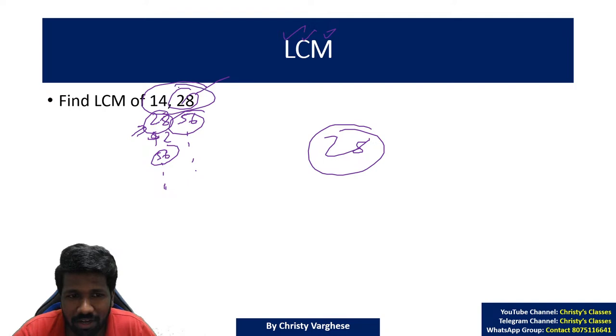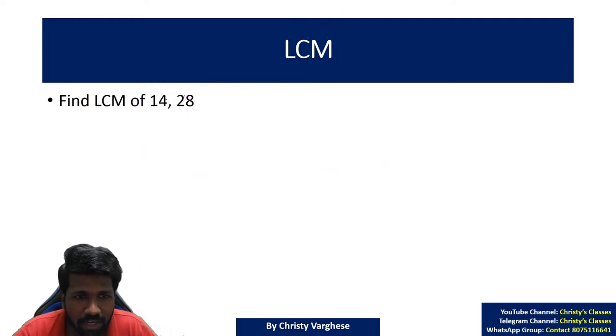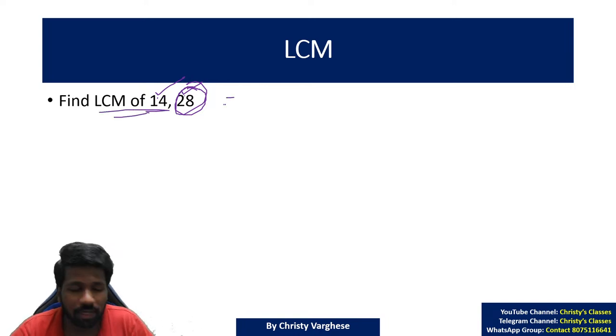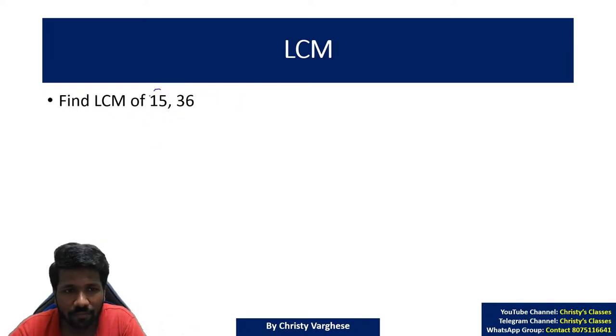So when it is a smaller number, you can write it down and find. But when you practice more, you can directly say that for 14 and 28, 14 double is 28. So definitely 28 will be the least common multiple, because 28 is a multiple of 28 and also a multiple of 14. Here you don't have to prime factorize, because when you see it, you can find the answer. What about 15 and 36? Here if you try to write it down, 15, 30, 45, it will take too much time.